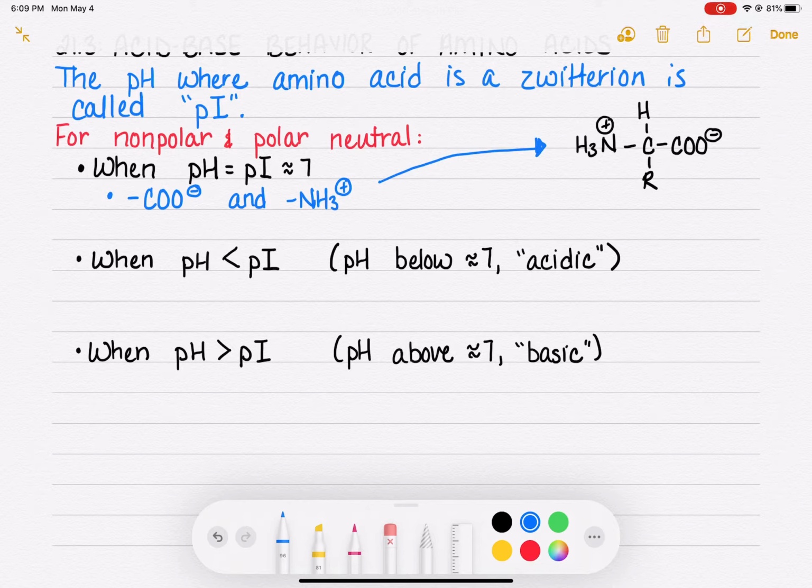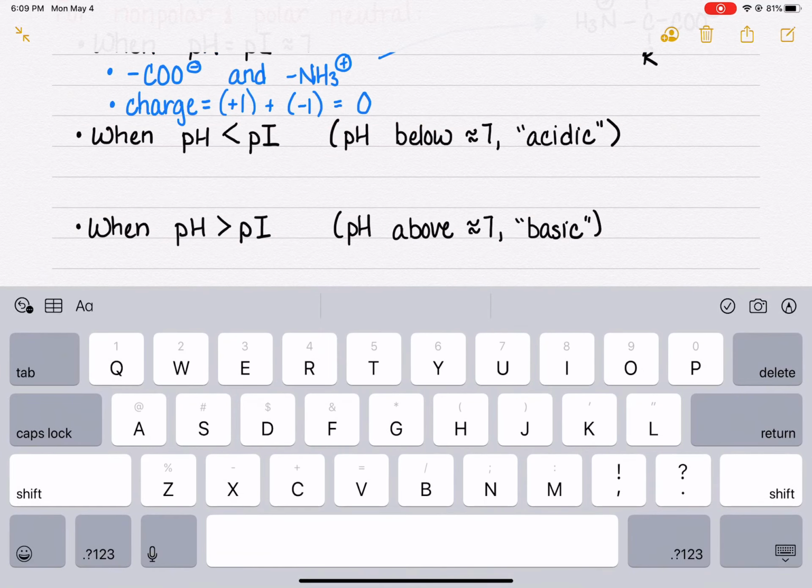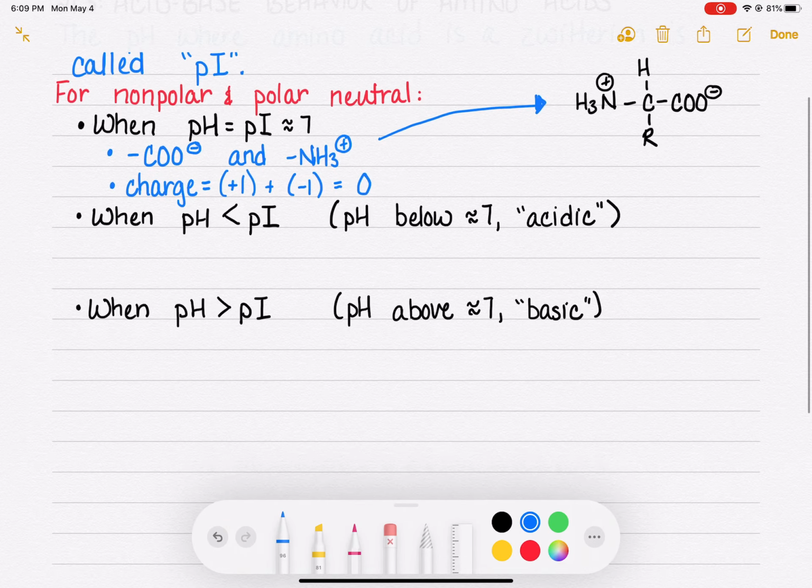For the amino acid as a whole, the overall charge is a +1 charge for the amino group and a -1 charge for the COO-, the acid group. So overall, the amino acid has a neutral charge. Its positive charge cancels out its negative charge, and its charge is 0. That's pretty much exactly like what we were talking about in the last section.